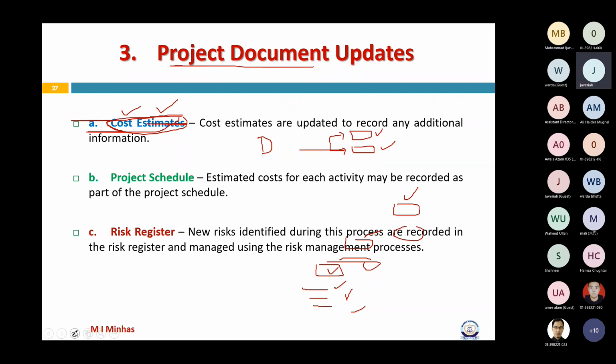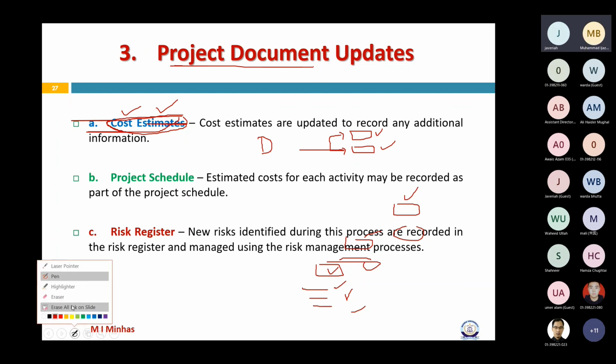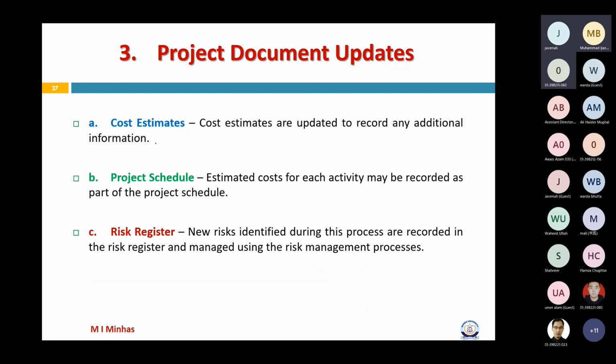Because when we reconcile, we will estimate again if it is over budget. And if it is over budget, we'll see that okay, this thing is not possible, let's find another way of doing it, so we'll try to reconcile that. Very good. Then why project schedule?